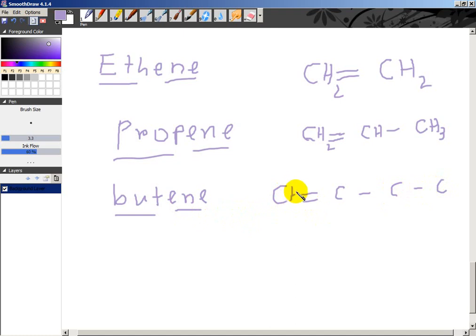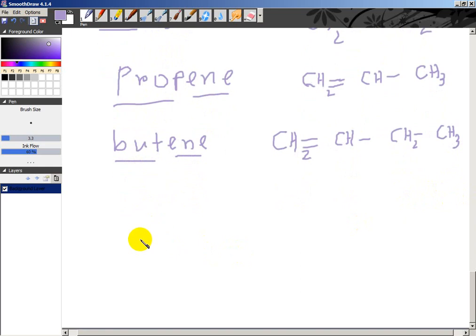So it needs hydrogen. It needs one hydrogen. It needs two hydrogens, because two bonds are already there. Three. Butene. Okay, now pentene.